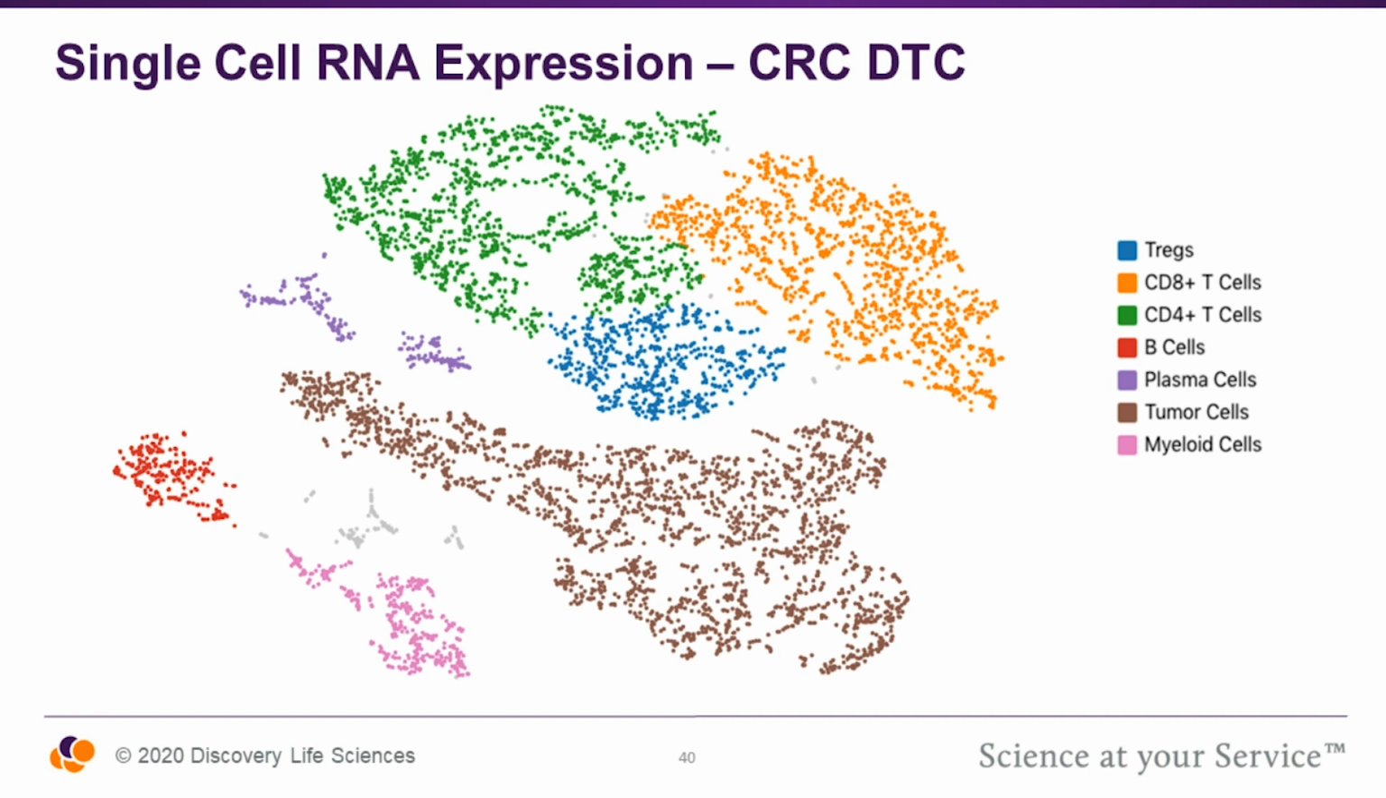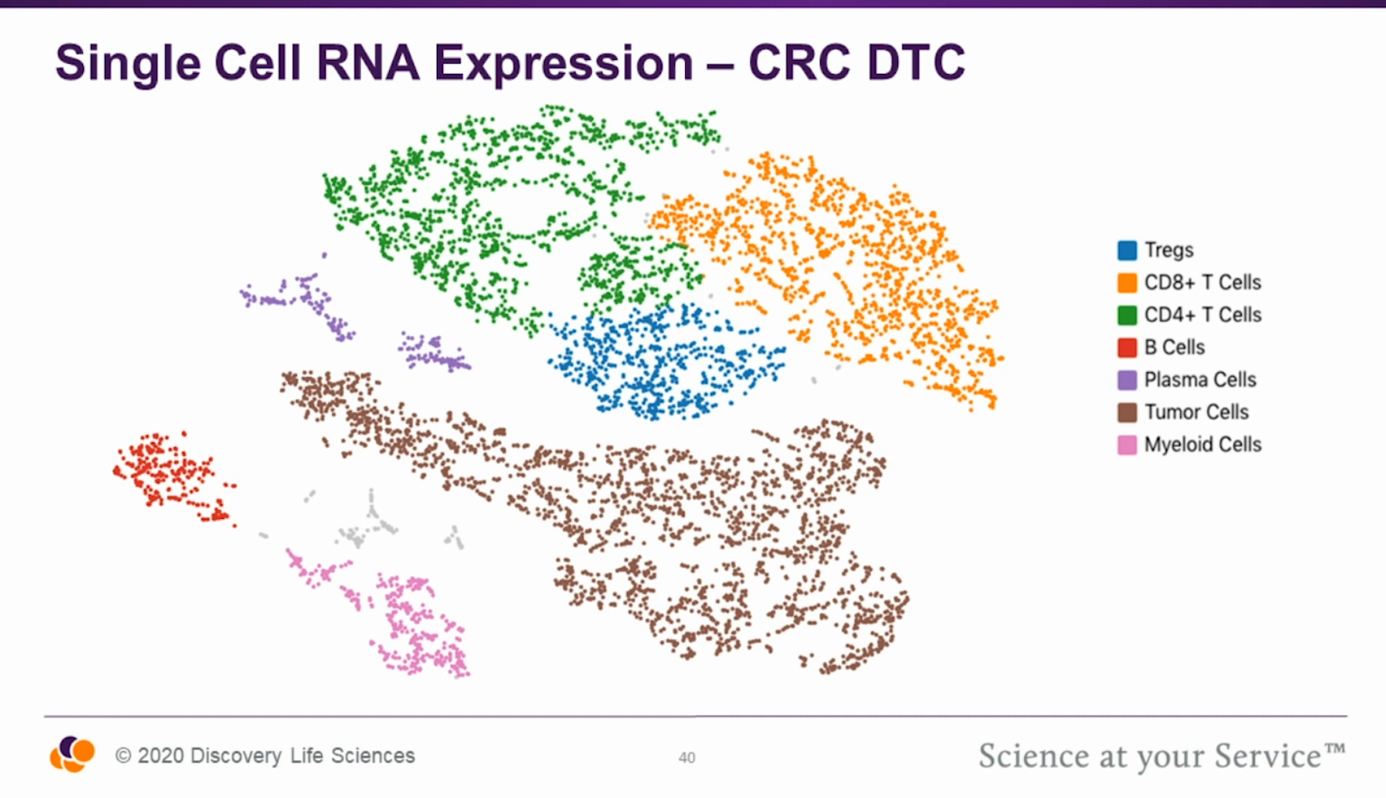We were further able to identify two B cell populations. These were identified by the expression of CD79A, but interestingly, one of them did have markers consistent with plasma cells. So we identified both a plasma cell and non-plasma cell B cell fraction. The tumor cells are represented by the brown fraction in the middle, and then the myeloid cells are the smaller fraction represented by the pink.